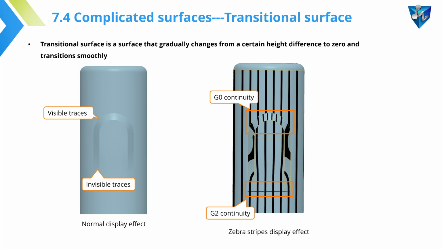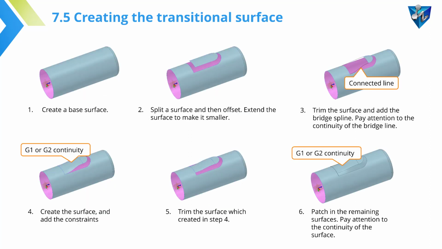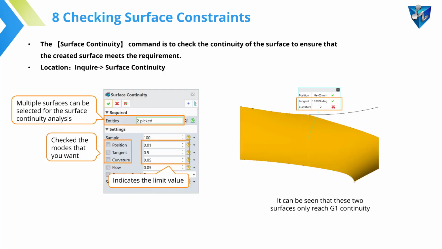The transitional surface is a classic surface that includes visible traces and invisible traces. In the zebra stripes, the top place is G0 continuity and the down place is G2 continuity. These are the specific operations. The key commands are offset, trim and curve mesh. I will show how to create the transitional surface in ZW3D.